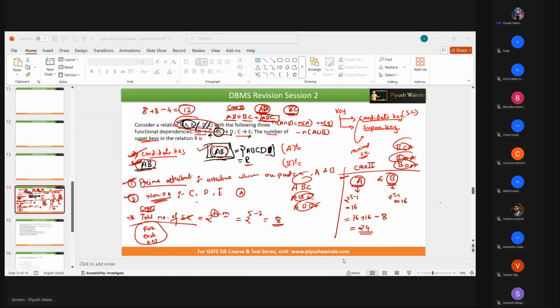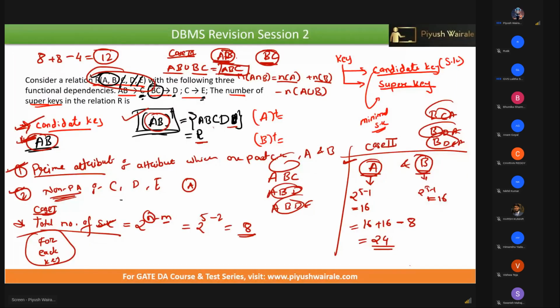Okay, fine. Here we have. Can you explain the third case once, the one having one common key between them? Yeah.